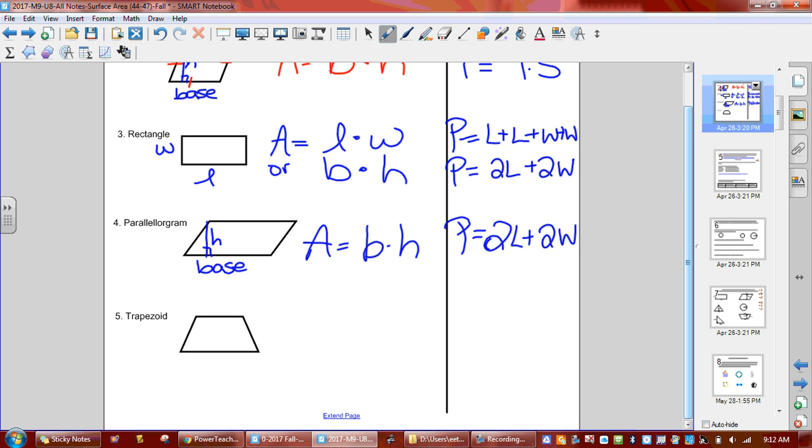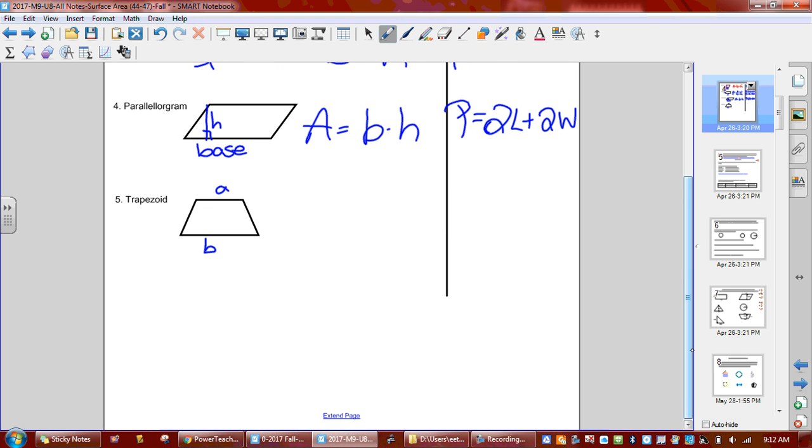Now, a trapezoid, you've got a shorter side on top called A. You have a longer side on the bottom called B for base. And then we've got an H, again, for height, because we have slanted sides. So when we want to do the area of this one, the area is going to be A times H plus B times H, all divided by 2. The top would be in brackets.